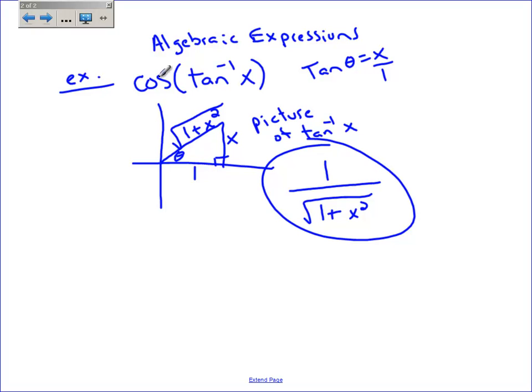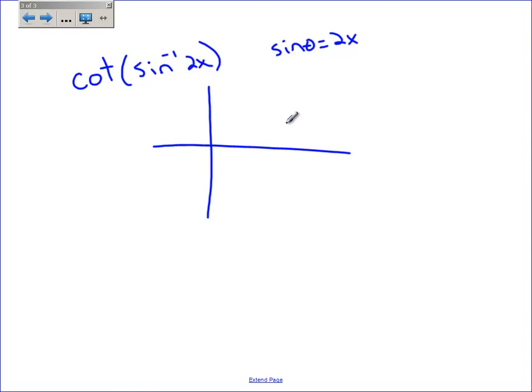Let's do another example. Let's do the cotangent of the arc sine of 2x. So I'm going to draw the picture for the arc sine of 2x, and then I'll find the cotangent of that. I need to think about this as the sine of some angle being 2x. So let's see if we can draw that picture. Alright, so we're going to put this over here in quadrant 1.